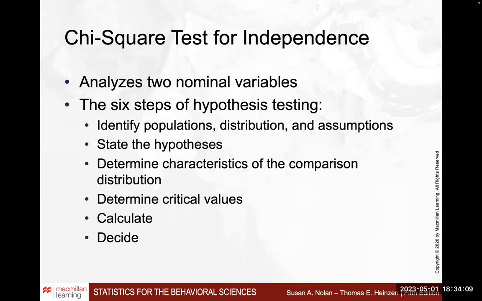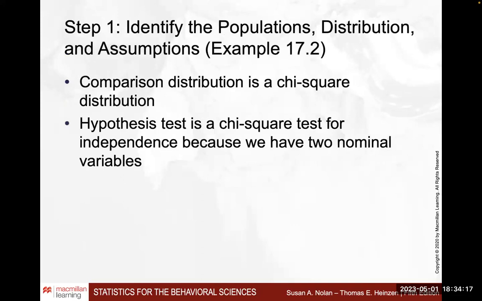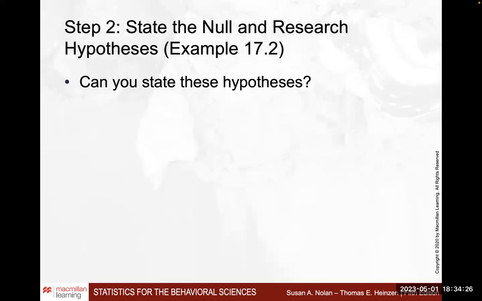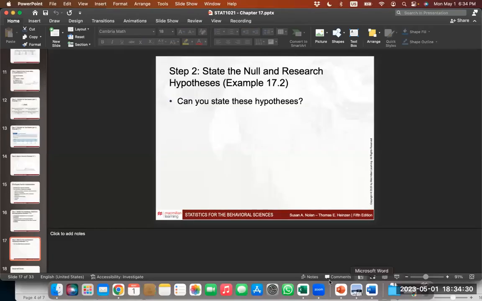So first of all, the 6 steps of hypothesis testing: we identify populations, distribution assumptions, hypothesis, characteristics of the comparison distribution, critical values, calculation, and decision. Your comparison distribution is a chi-squared distribution, we know that, and it's the chi-squared for independence because we have 2 nominal variables. 17.2 is the following example.